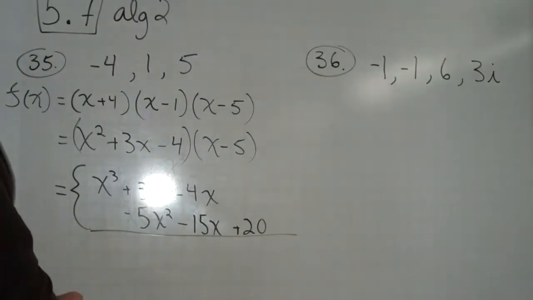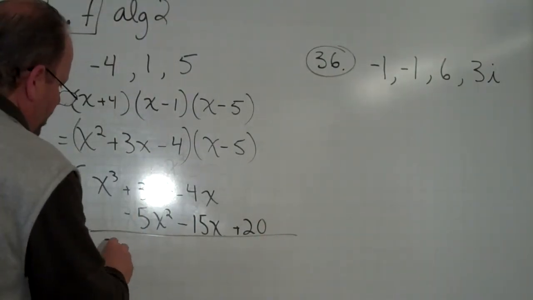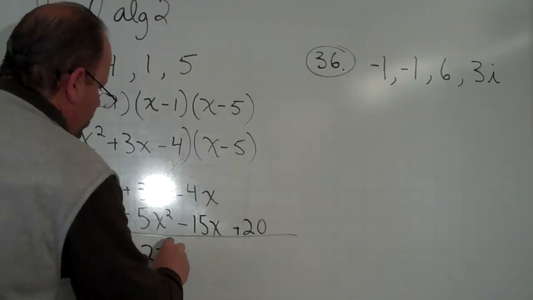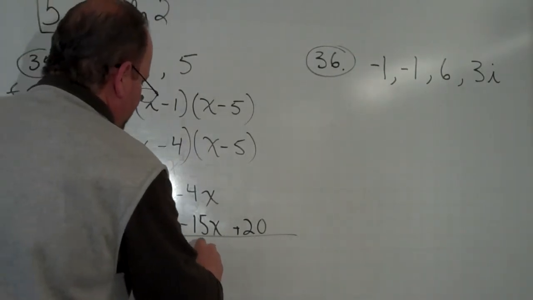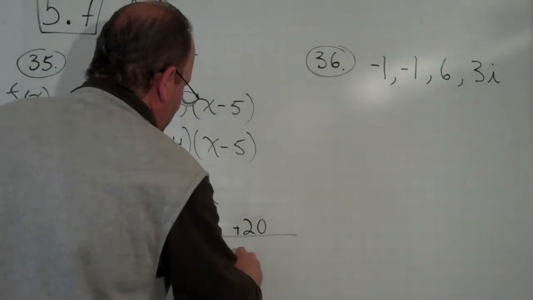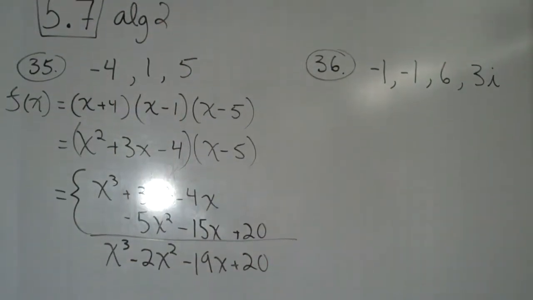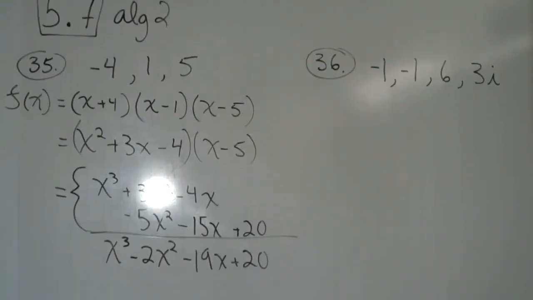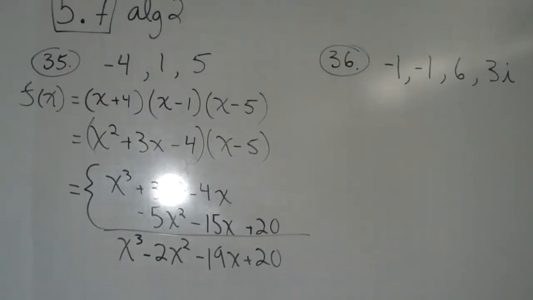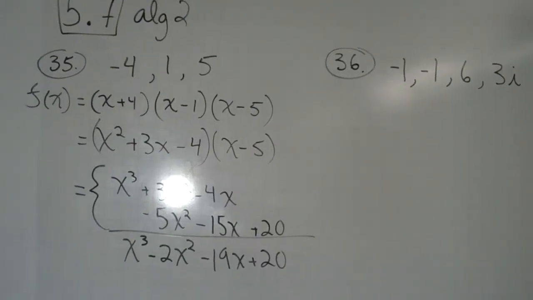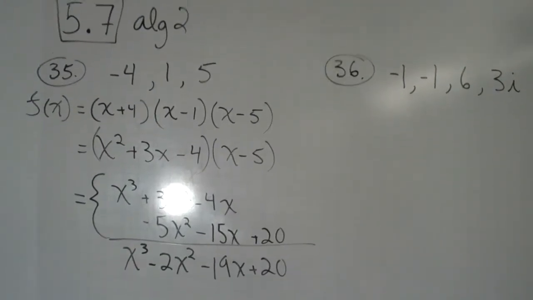I add. End up with x cubed minus 2x squared minus 19x plus 20. You make sure that you can see that. And you can.